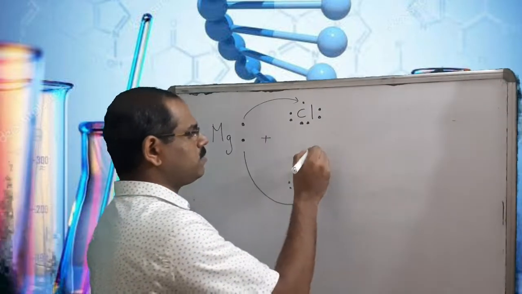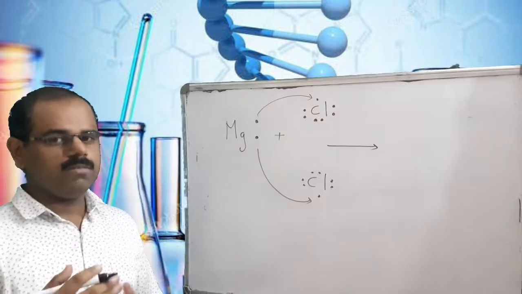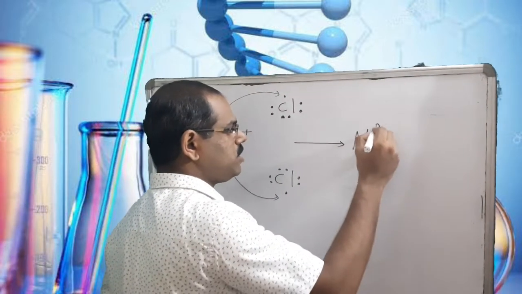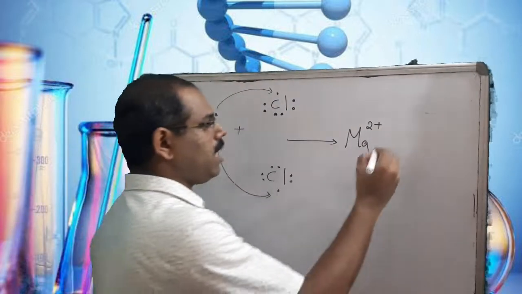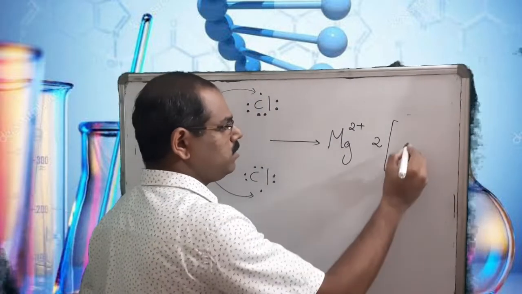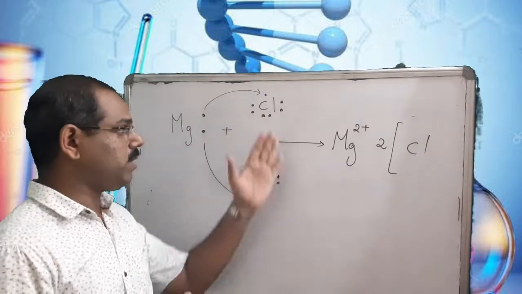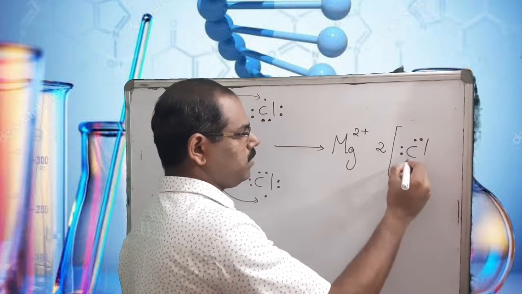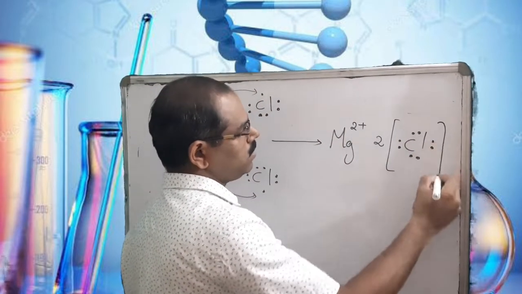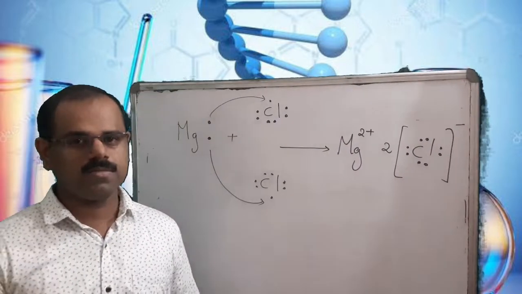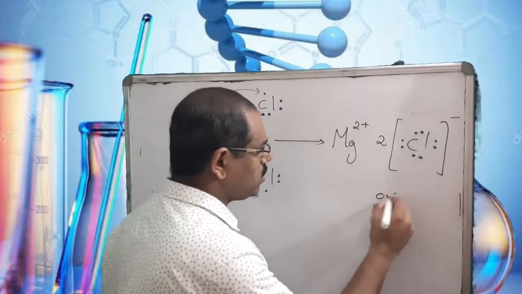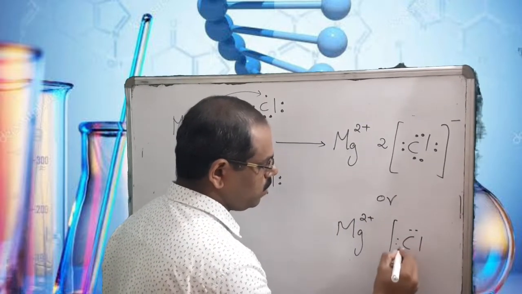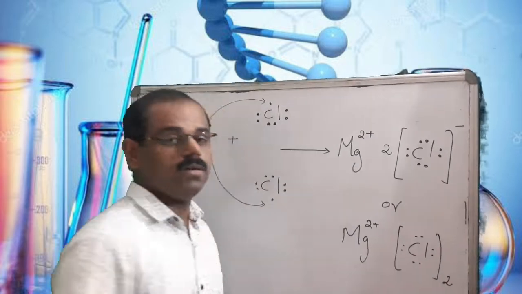So what do we get? Magnesium loses its 2 electrons to form magnesium 2+. And now we have 2 chlorine, we make 2 chloride ions. They got 1 electron each, so we write 1, 2, 3, 4, 5, 6, 7, 8, and we give a minus charge. The same we write as Mg2+, or we can write chlorine 2, 4, 6, 8 here also.